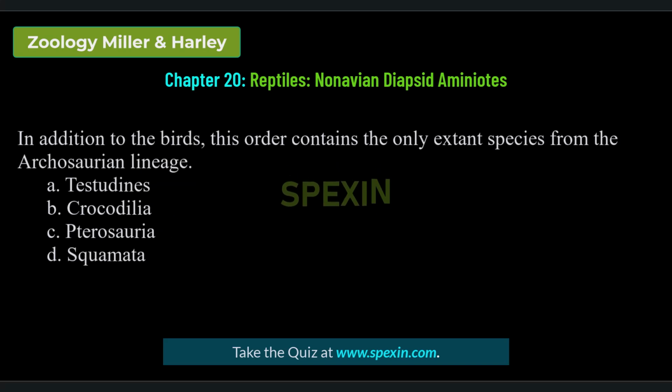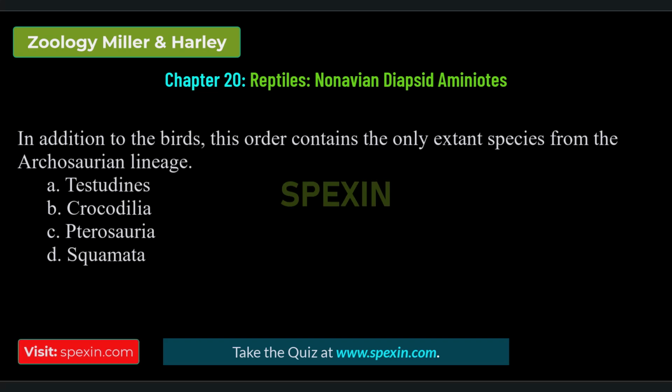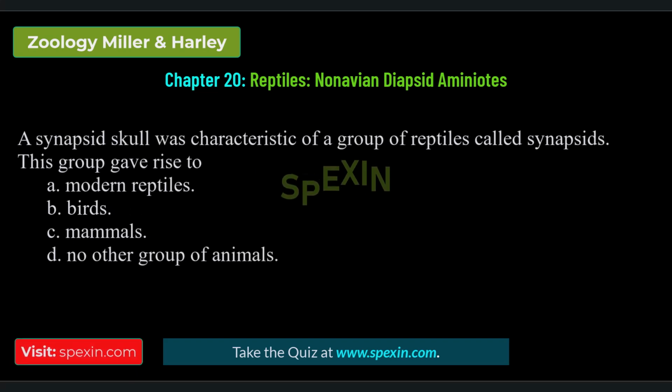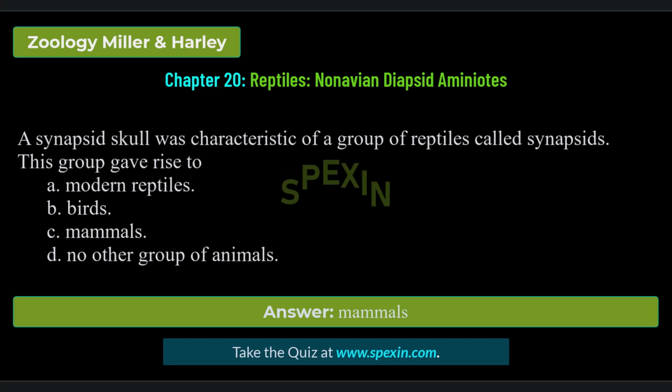In addition to the birds, this order contains the only extant species from the Archosaurian lineage: Testudines, Crocodilia, Pterosauria, Squamata. Correct answer: Crocodilia. A synapsid skull was characteristic of a group of reptiles called synapsids. This group gave rise to modern reptiles, birds, mammals. No other group of animals.